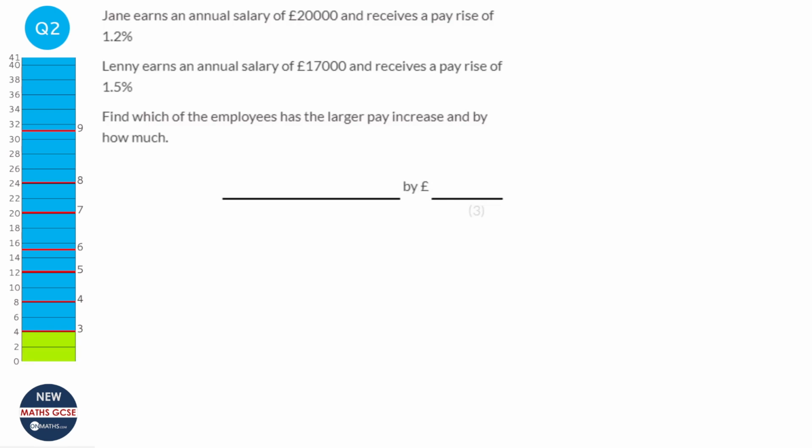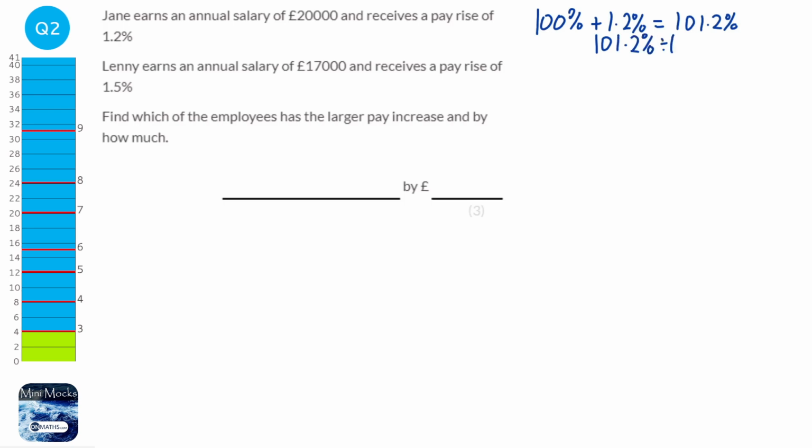Firstly, we're going to work out what the percentage increases are as a multiplier. So we start off with 100%. Jane has a 1.2% pay rise, and so that would be 101.2%, and we divide that by 100 to make it a multiplier. So the multiplier is 1.012, so we get the 20,000 times it by 1.012, and that gives us 240.